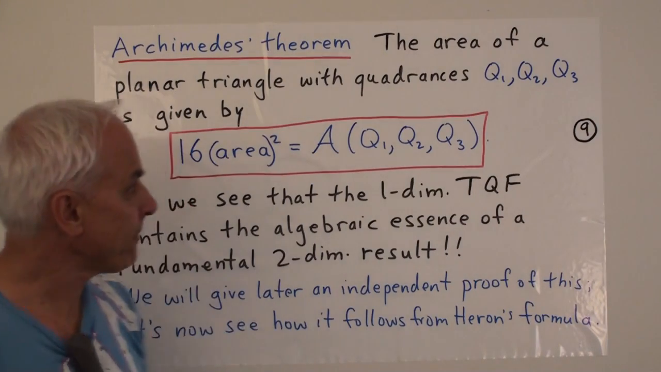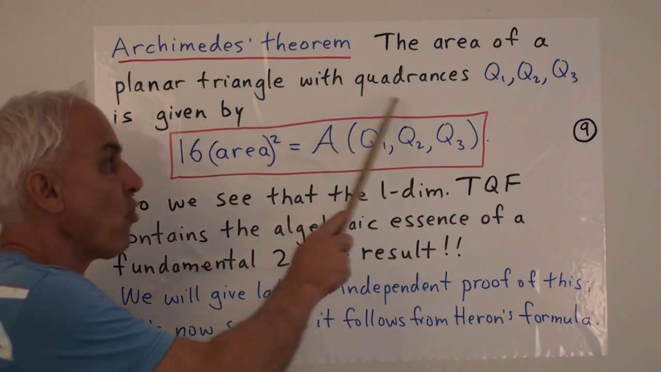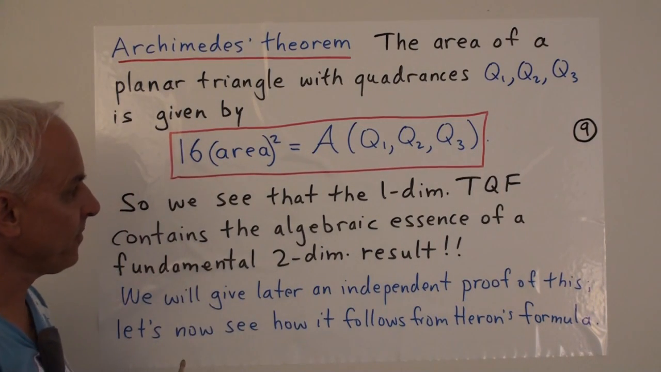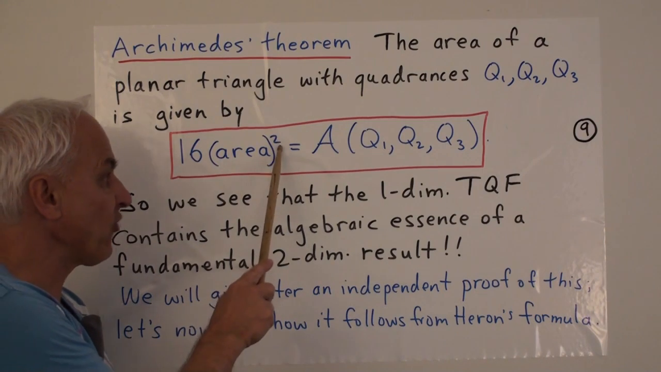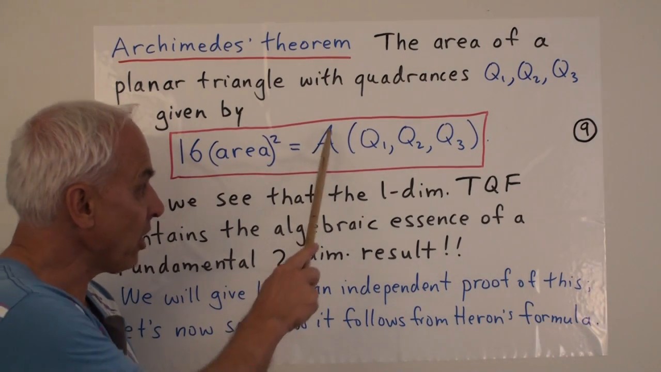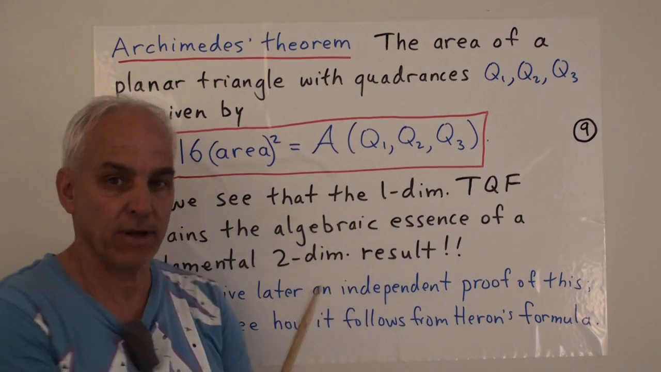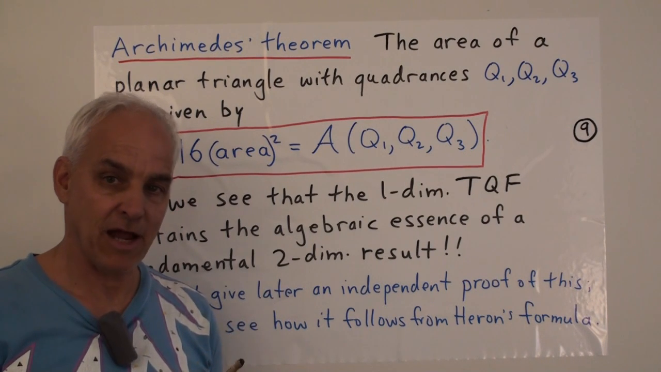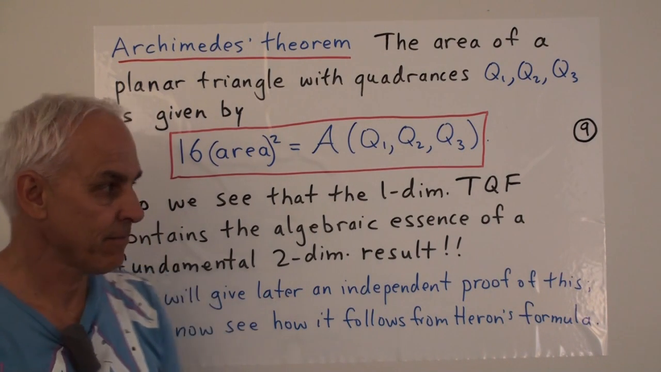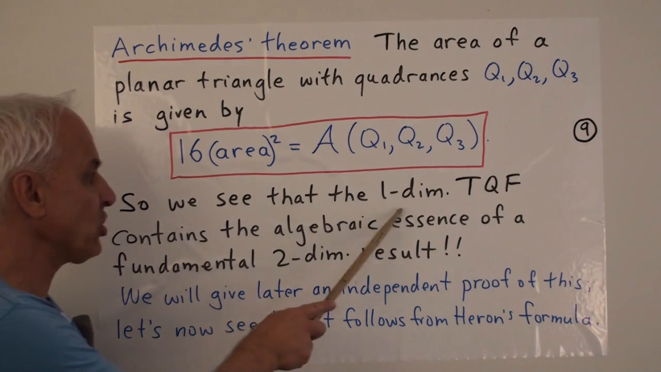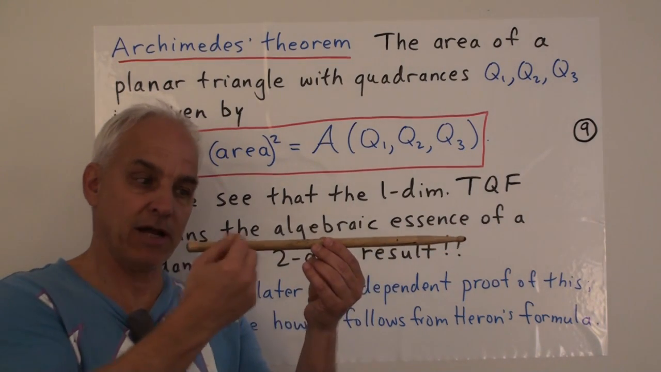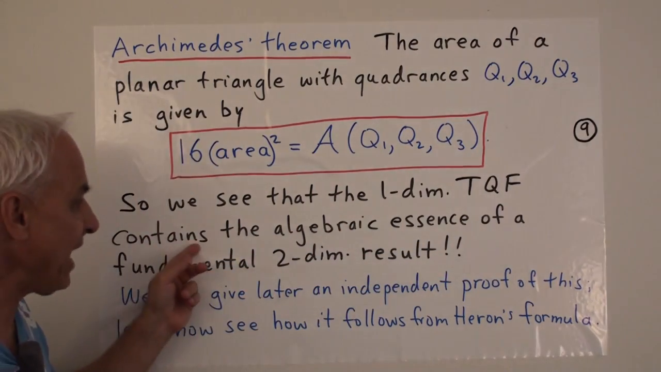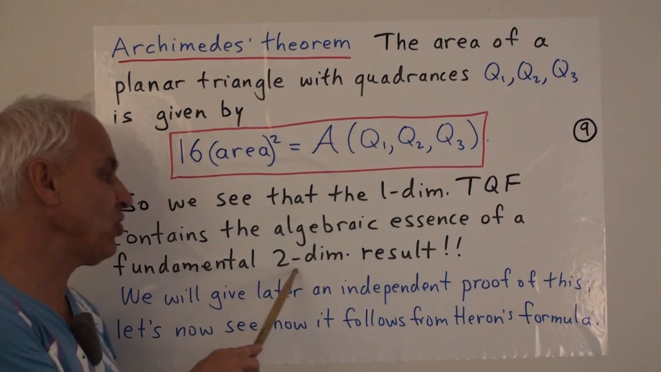So here it is. The area of a planar triangle with quadrances Q1, Q2, and Q3 is given by this expression. 16 times the area squared is Archimedes' function applied to Q1, Q2, and Q3. So in other words, it's the difference between the left and the right hand sides of the triple quad formula. So we see that the one-dimensional triple quad formula, which originally started as just a relationship between the quadrances formed by three collinear points, contains the algebraic essence of a fundamental two-dimensional result.